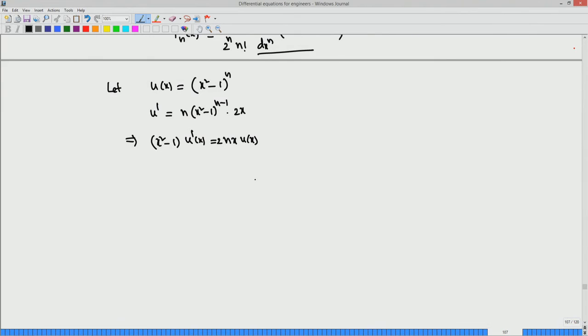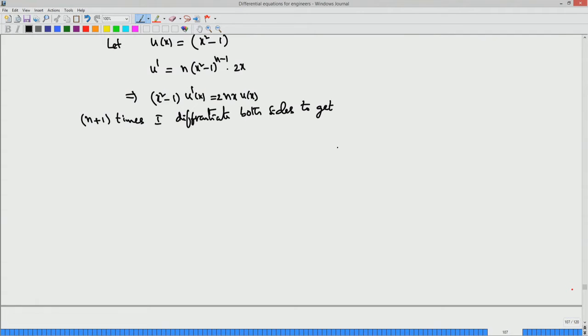Here u is a polynomial, and these are products of polynomials, on both the left and right hand side. So you can differentiate this n plus 1 times, both sides. So to get, what do you get here? This is the formula: if you apply u(x)v(x) and differentiate n times, this is the Leibniz formula.